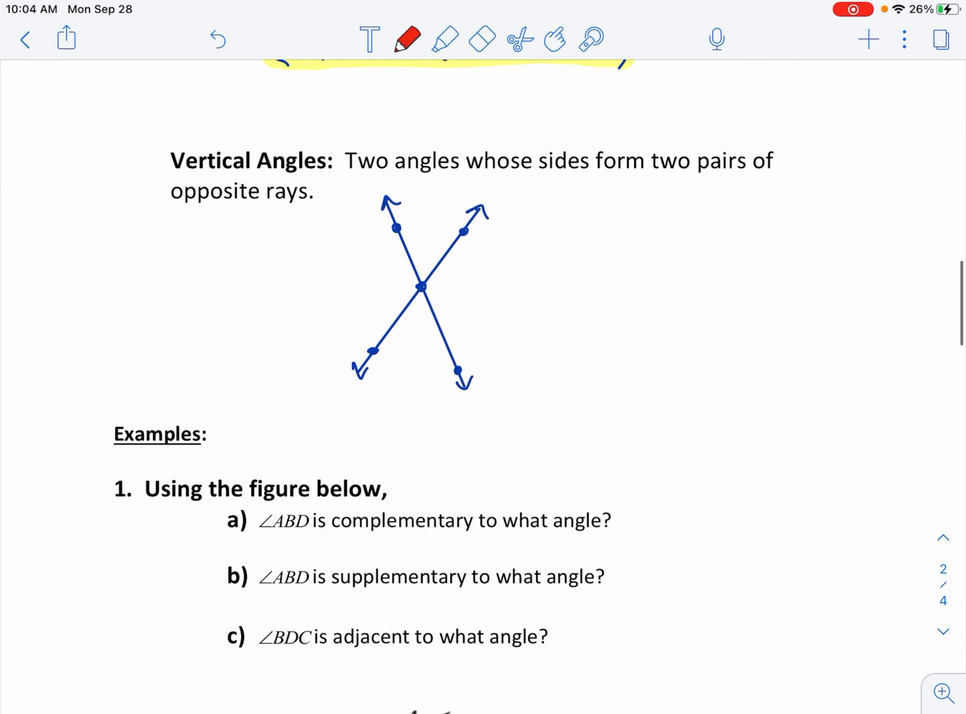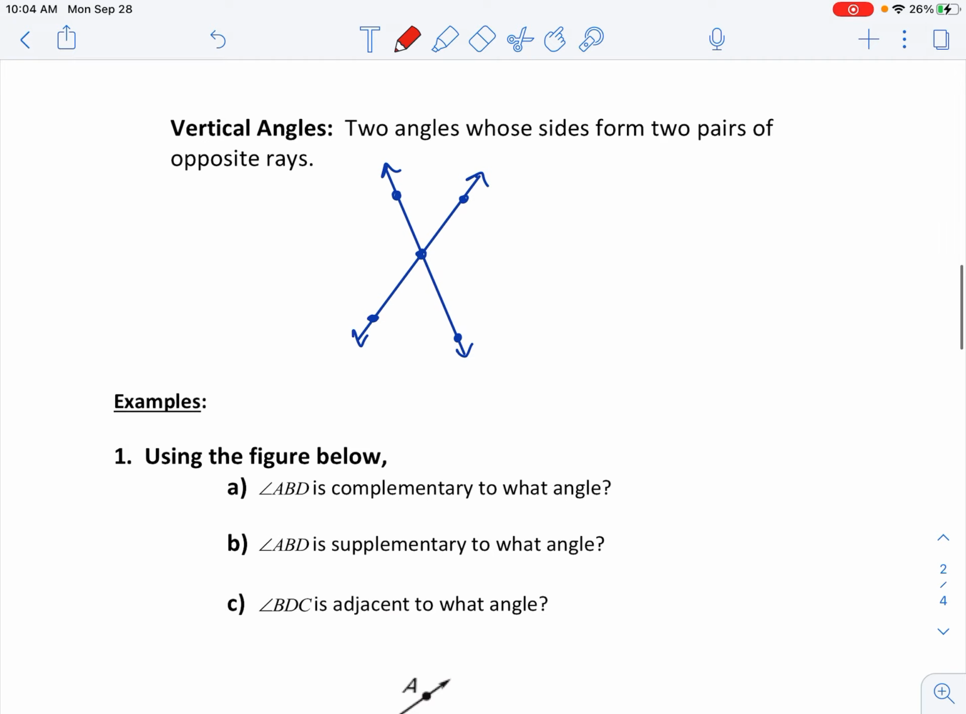And our last pair here is vertical angles. Vertical angles are two angles whose sides form two pairs of opposite rays, which is another way we can think of lines. So you have this line and you have this line. You can see that it creates four angles: angle 1, angle 2, angle 3, and angle 4. There are actually two pairs of vertical angles here. The first one, you're going to see, is right across from each other at an intersection: angle 1 and angle 3.